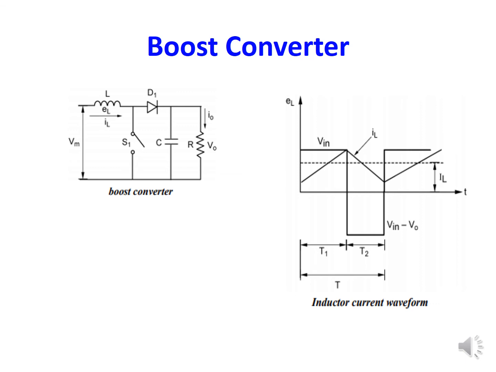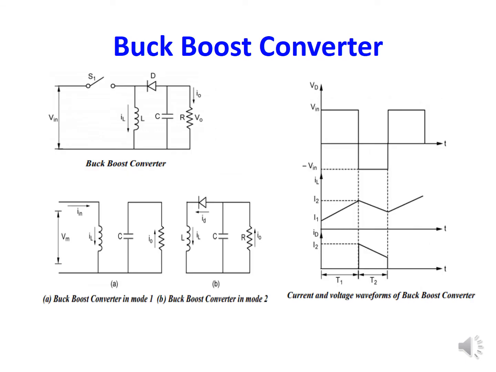Next we move to buck boost converter. The buck boost converter is a combination of buck converter and the boost converter that produces an inverted output voltage. This output voltage can be either greater or lesser than the applied input voltage. All it depends on the duty cycle. The circuit operation can be divided into two modes. In mode 1, switch is turned on, and in mode 2, switch is off.